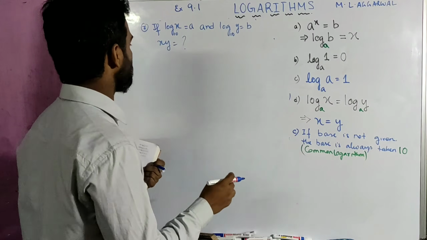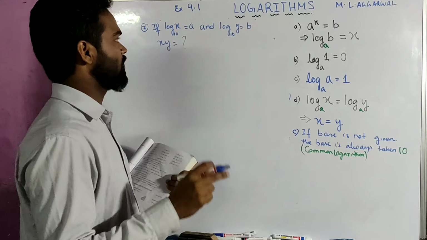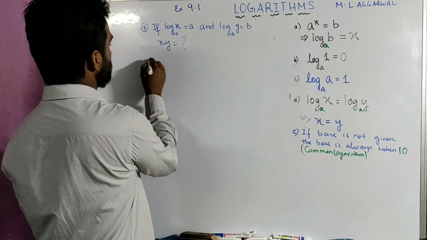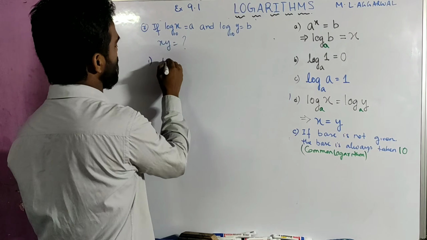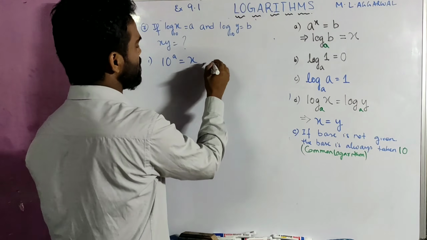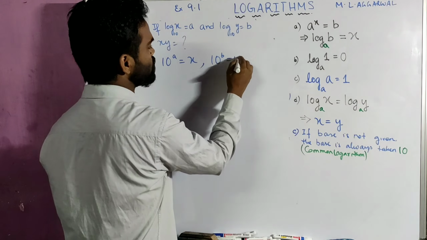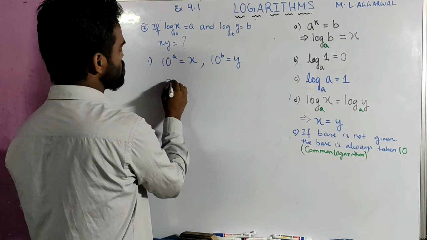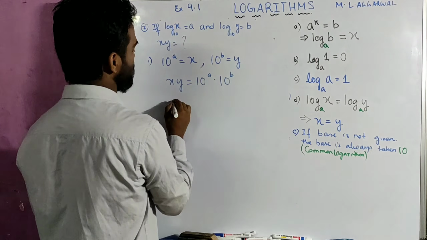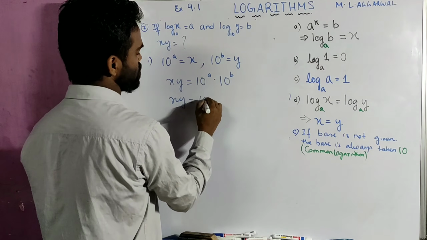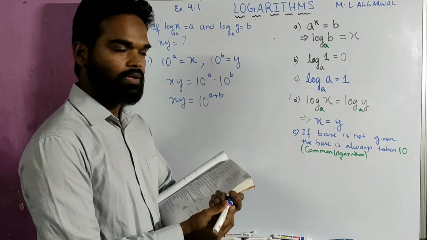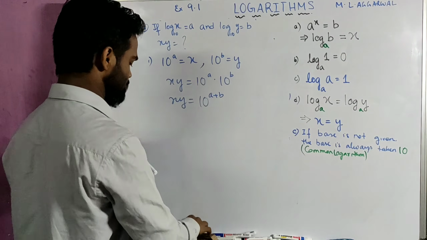Now we look at the next sum. Now look at sum number 7. If log x base 10 equals a, log y base 10 equals b, find xy. Very easy. From the first one, can I say 10 to the power a equals x? From the second expression, can I tell 10 to the power b equals y? Multiply these two, so xy equals 10 to the power a multiplied by 10 to the power b, so xy equals 10 to the power a plus b. Done. Clear?